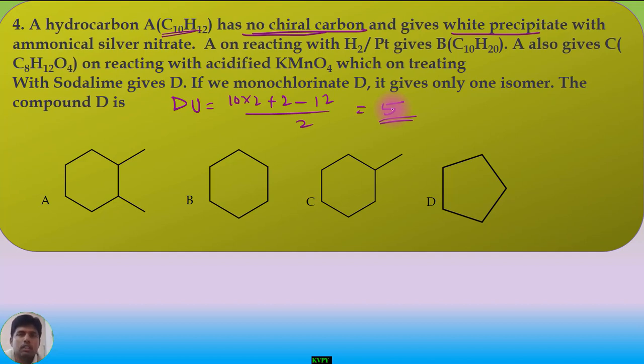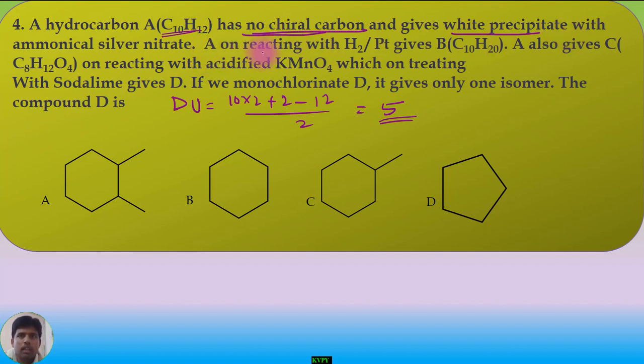So the degree of unsaturation is obtained as 5. That means there can be two triple bonds, because each triple bond contributes a DU of 2. So there can be two triple bonds. We will see, because this alone cannot give all the information. Let us read the question ahead.